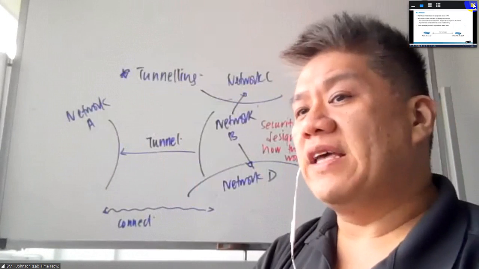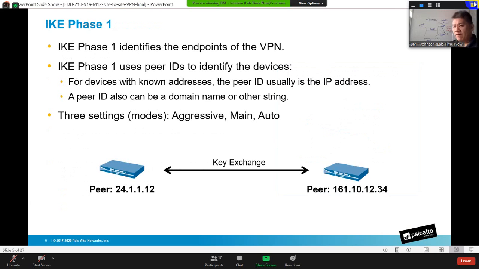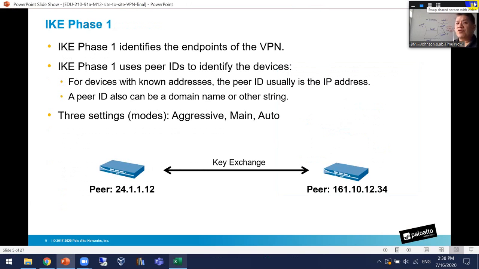So we have two phases. We are going to teach you how to do the configuration of the two phases. So you have your phase one. Your phase one is for you to look for your peer. The phase one is for them to look for their peer. Okay. So you have your IKE phase one for you to identify the endpoint of the VPN.